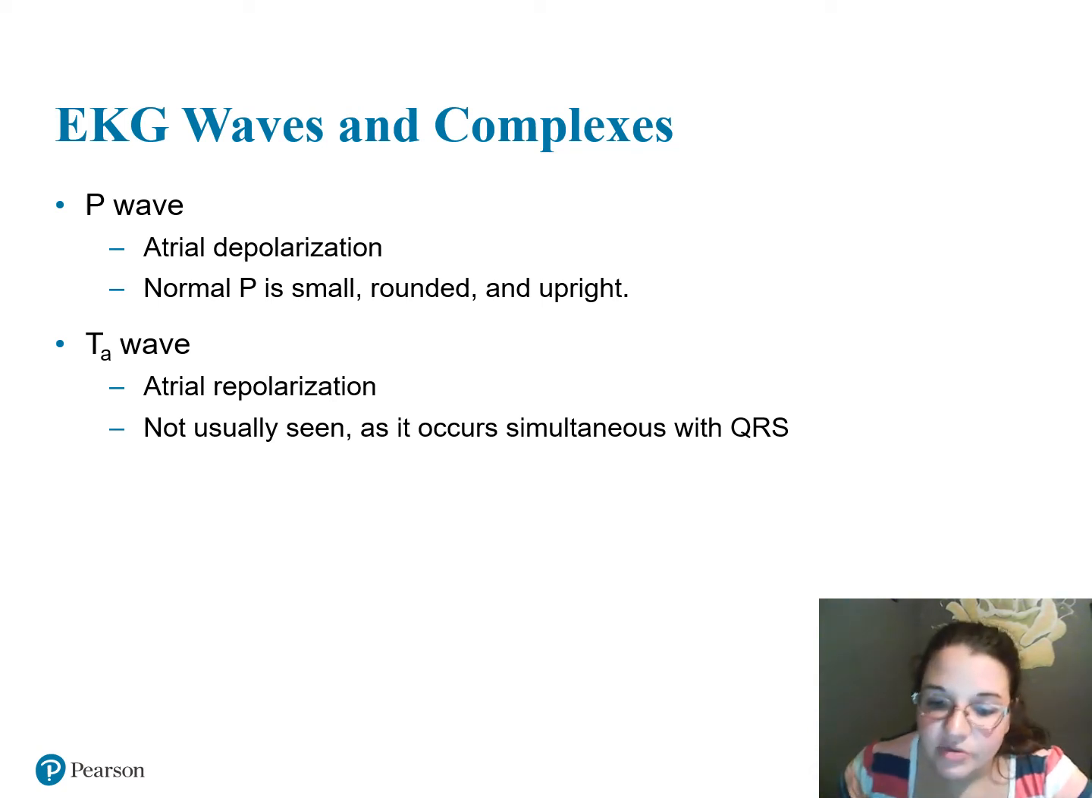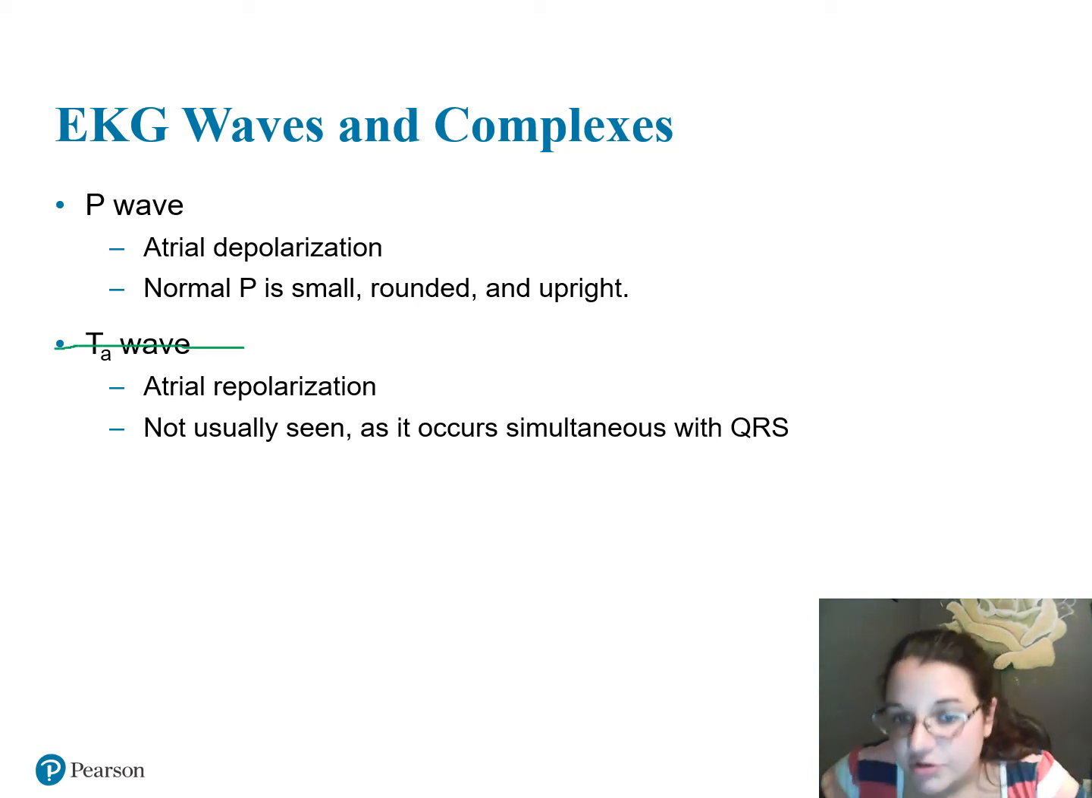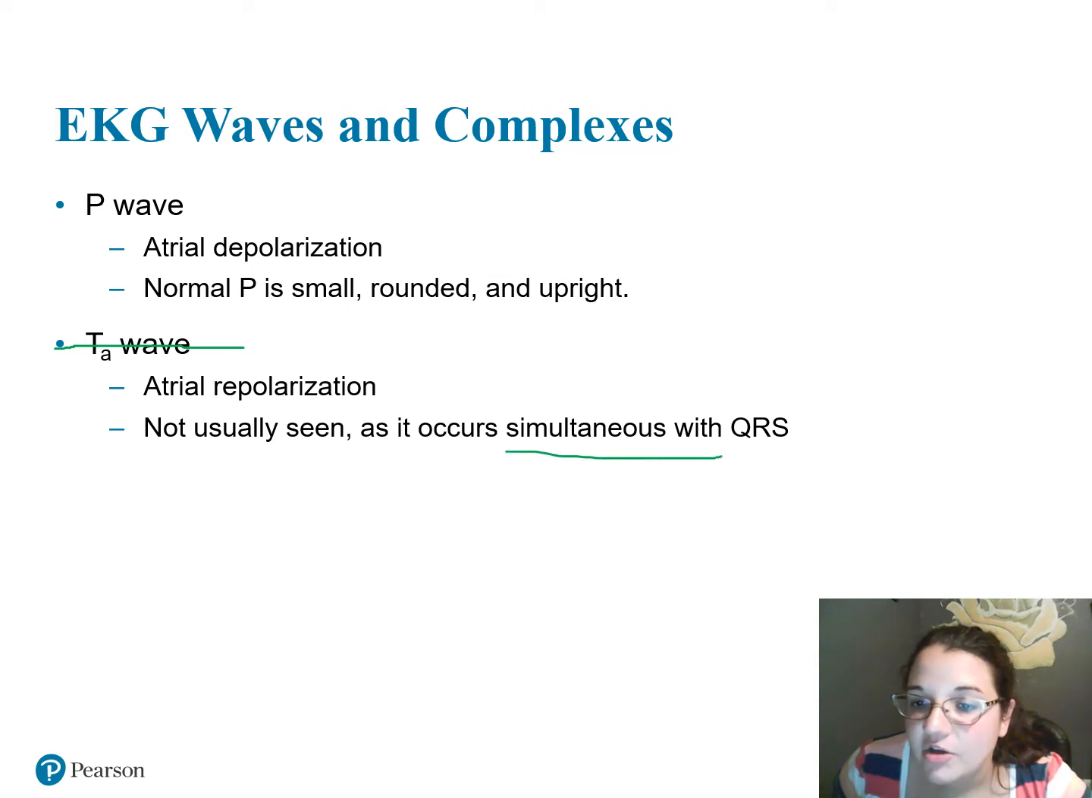I want you to ignore the name of this next one. I find that it's very confusing. Atrial repolarization. So once we go from a polarized negative charged cell to depolarized, a positive charged cell, we want to repolarize and go back to negative. This is atrial repolarization, but you cannot usually see it, and it usually occurs simultaneously with the QRS.